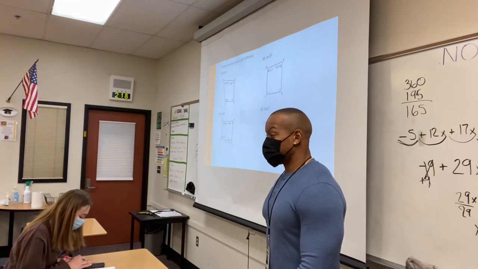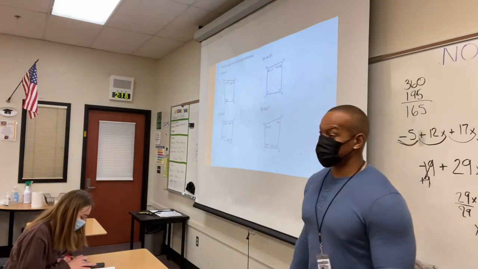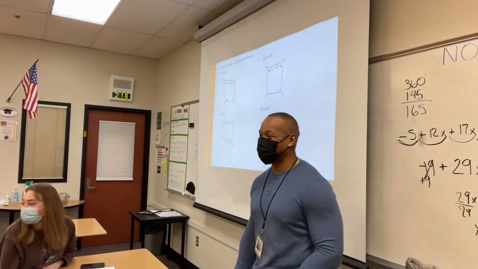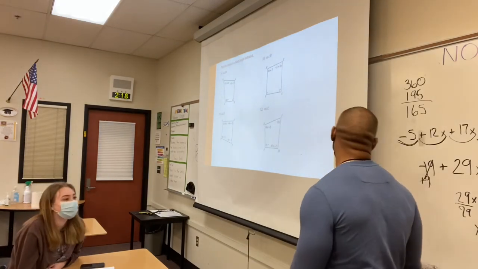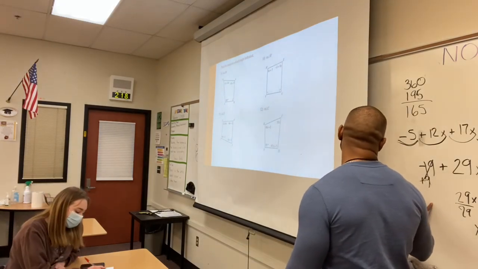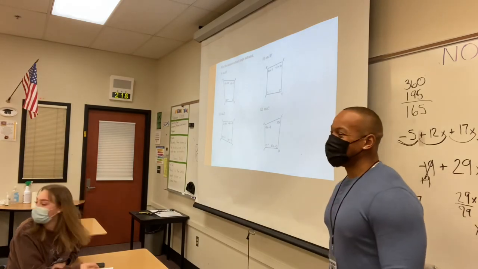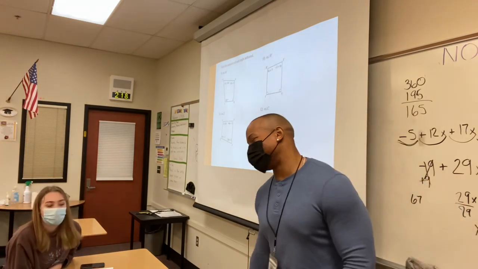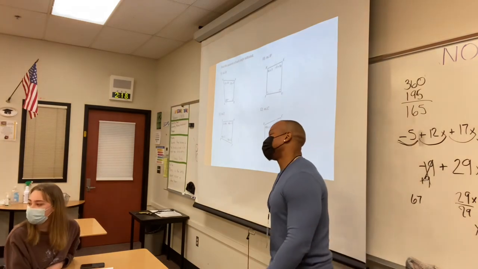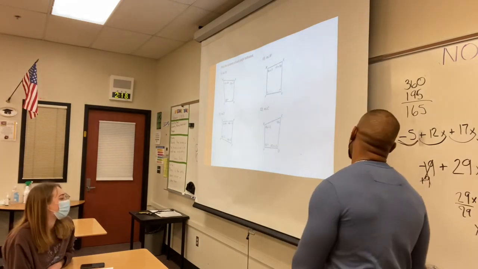67? You know what's really hard is your friend sitting right next to you with her phone on. She isn't even trying to help you. 67. Wow, what a friend. I already had you calculated. You just sat there and let her struggle. What do you want me to do?